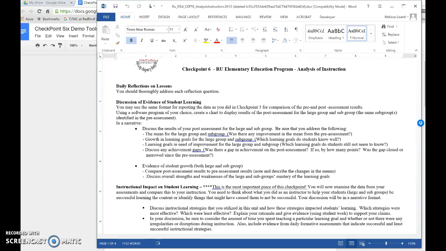The first element of checkpoint 6 is the daily reflections on your lesson plans. Each day that you teach, you're going to want to come in and make some notes on key observations that you noticed, what you recognize as needs from your formative assessment data, making adjustments to plans for the next day. Don't let that wait because it's really hard to recreate it after the fact.